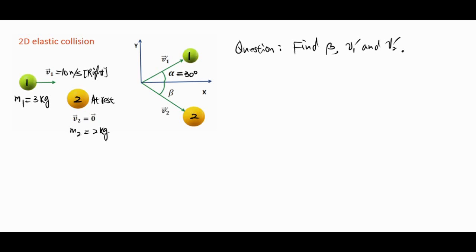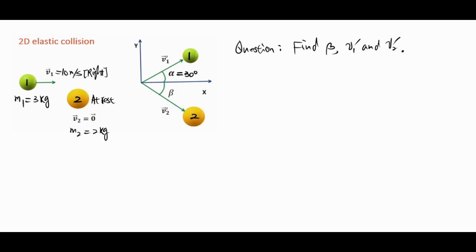After elastic collision, the two balls separate. They move in their own ways. So angle alpha is given, 30 degrees. So the question is, find the angle beta and V1 prime, V2 prime. V1 prime, V2 prime are speeds. They are the magnitude of final velocities.